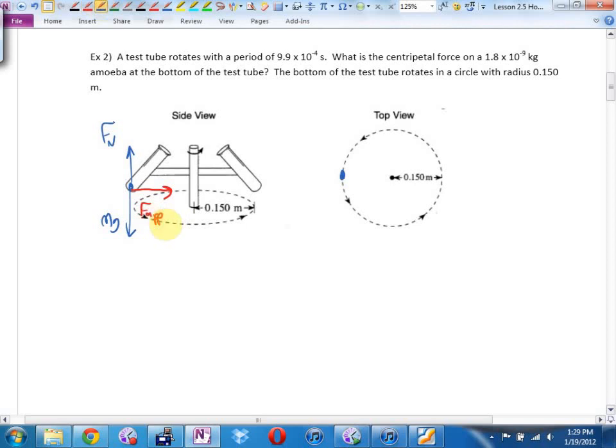I know that the applied force is what's moving it in a circle. The applied force, which is the centripetal force, is going to be mass times acceleration. Which acceleration equation will I use? The one with the velocity or the one with the period in it? Oh, 4 pi squared r over T squared.